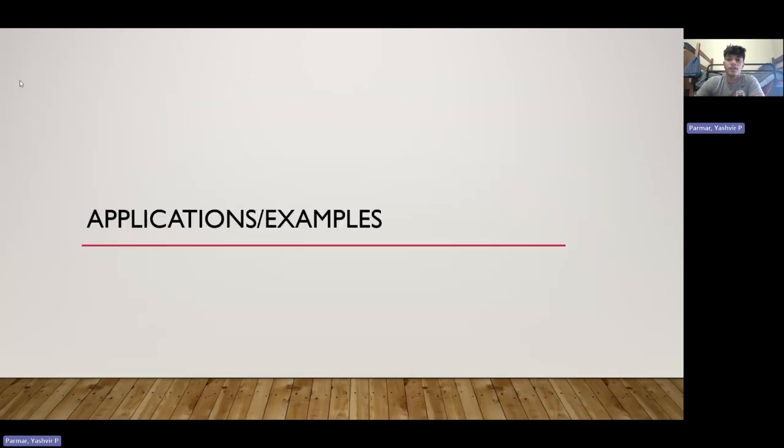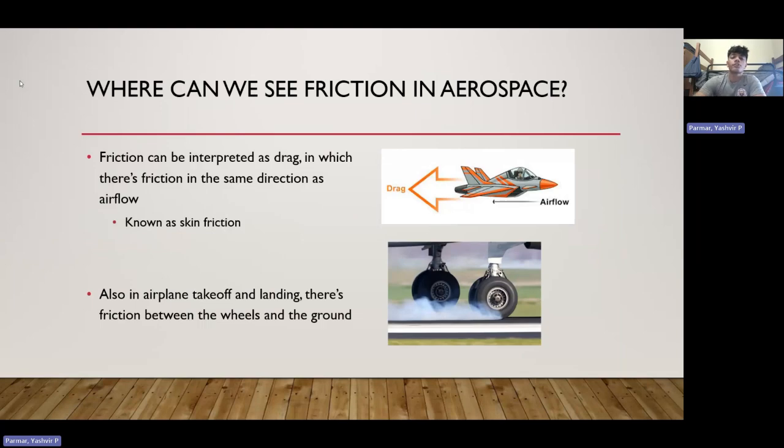Now for some applications and examples. So how is friction relevant in aerospace engineering? Friction can be interpreted as drag, in which there's friction in the same direction as airflow. This is known as skin friction. So, for example, if an aircraft is flying to my right, then we can see that friction through the air is pointing to my left, also known as drag, also known as skin friction.